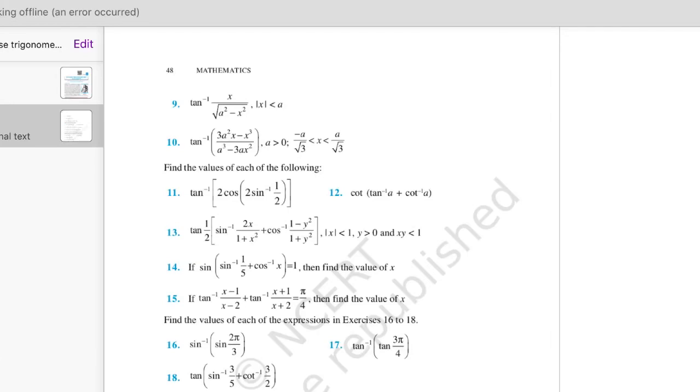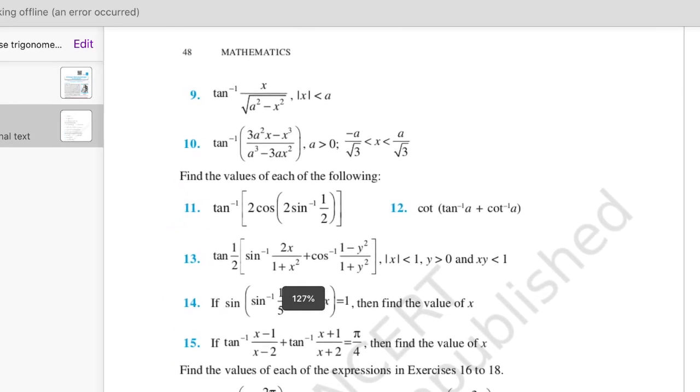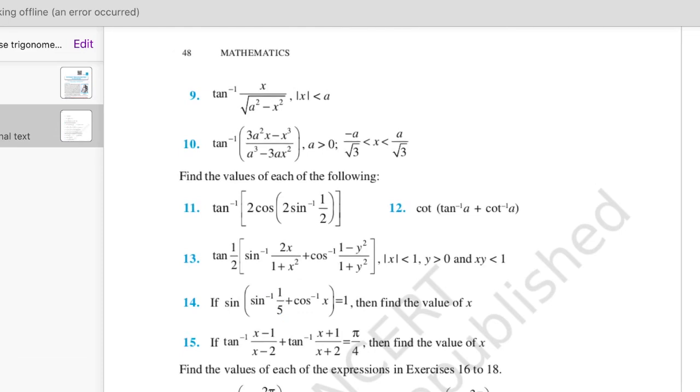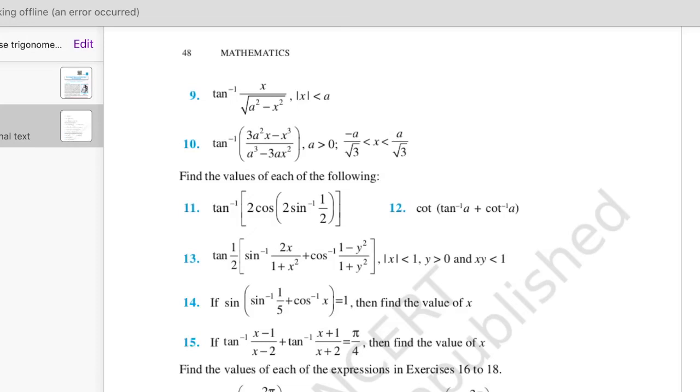Welcome to the class. In today's class, we'll solve some more problems from the exercise 2.2. Let us discuss question number 9. In question number 9, I'll give you a hint. Here you can substitute x is equal to a sine theta, and then simplifying you'll get the result.